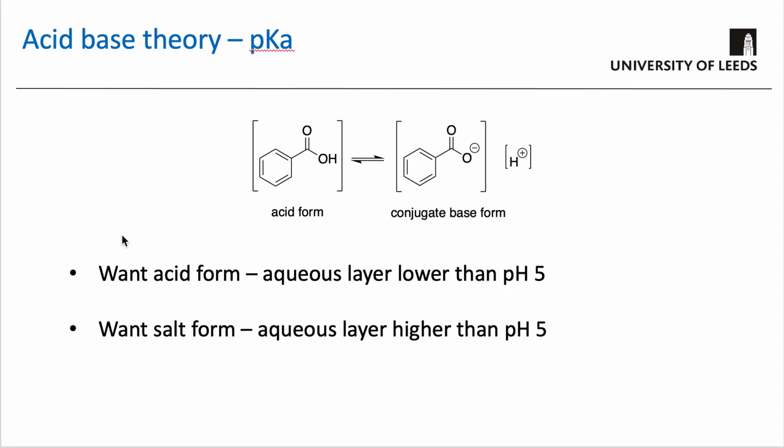Okay, so that's the general principle summarized in this slide. If we take the pKa values, we know what they are for a particular functional group. If we want the acidic form, we want a lower pH than the pKa value. If we want the conjugate base form, we want a higher pH than the pKa value.